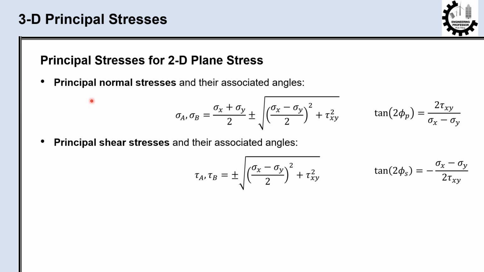The process of finding principal stresses, both normal and shear, is explained in a different lesson. It was done by taking the derivative of the general stress equation with respect to the transformation angle and setting it equal to zero. You can see the resulting equations for principal normal and shear stresses and their associated angles here. More details can be found in another video on my channel.